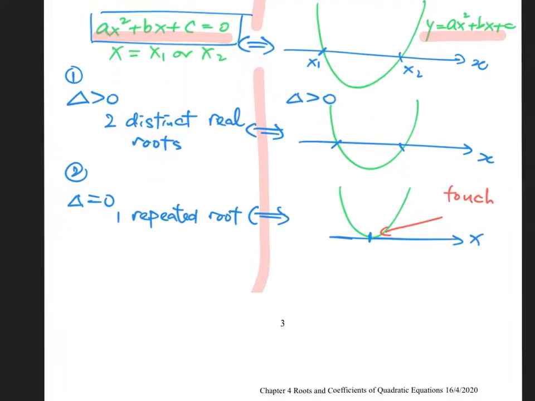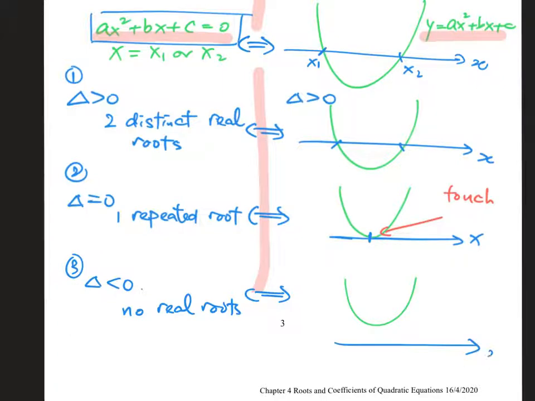And finally, we have the third case, talking about delta less than 0. In terms of the quadratic equation, it means that there are no real roots. As a result, it corresponds to a parabola which is isolated from the x-axis. Or in words, we would say they do not intersect each other.